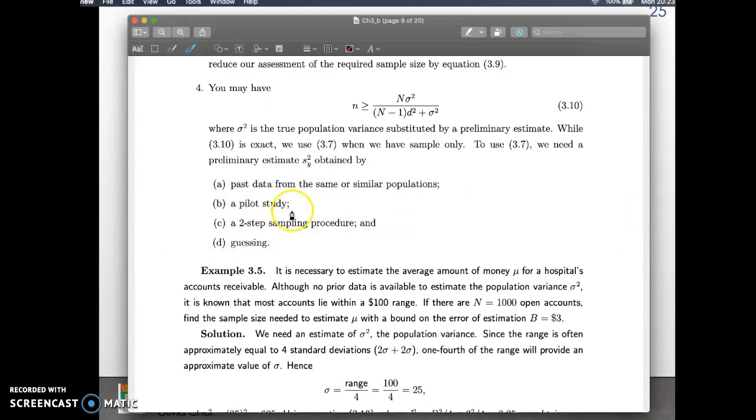If we look at the text, it says that if we don't have the true population sigma squared, then we can still use a preliminary estimate of sigma_y squared, either from past data. Let's say we have done the survey last year, then we can use the past data, or we can use a pilot study, like a two-step sampling procedure, or we can simply do an educated guess.